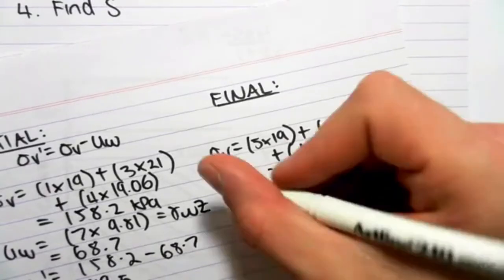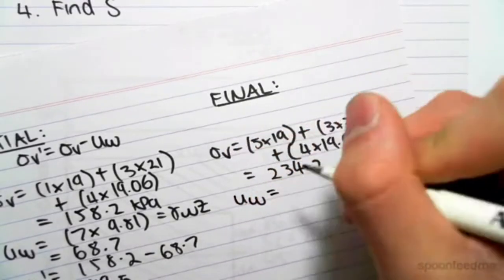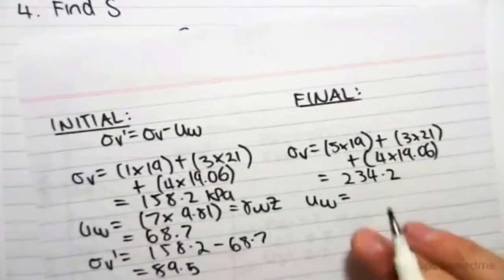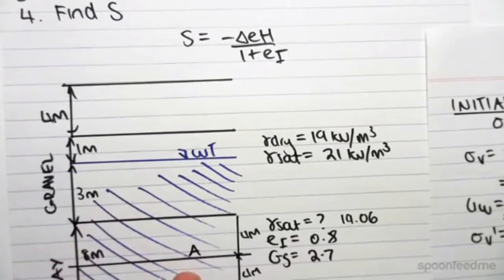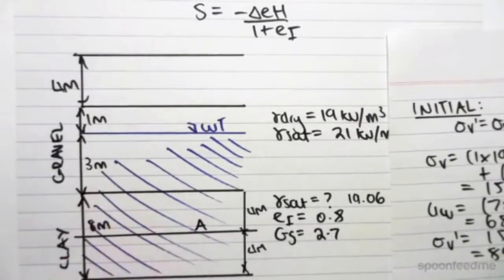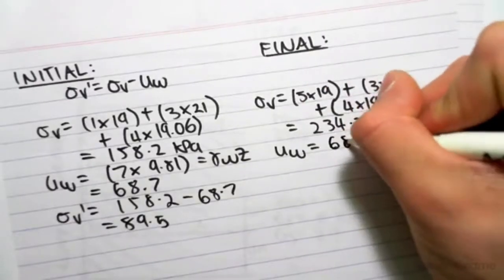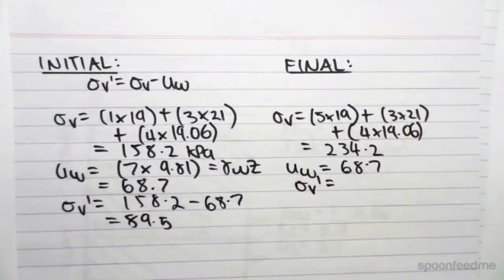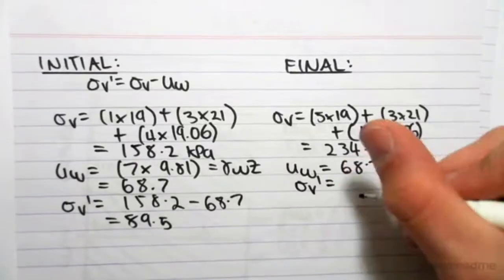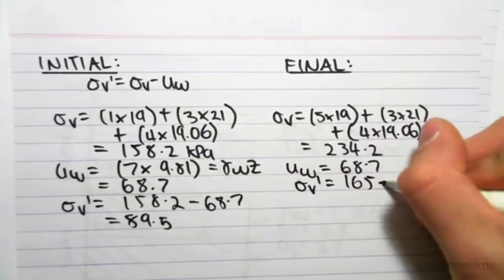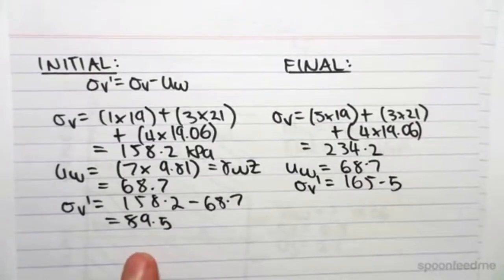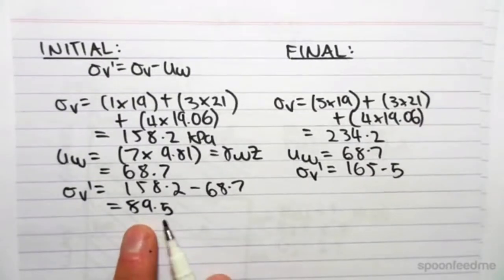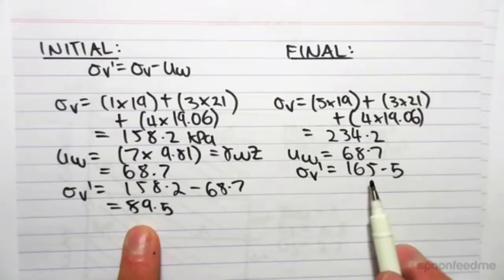So now we can find the pore water pressure, which is going to be the exact same. There's no change in pore water pressure at A. The water table has remained where it is. Nothing's changed, so this is still 68.7, which means we can find the effective stress, which would be 234.2 minus 68.7, is 165.5. Okay, so we've increased our stress from 89.5 to 165.5.